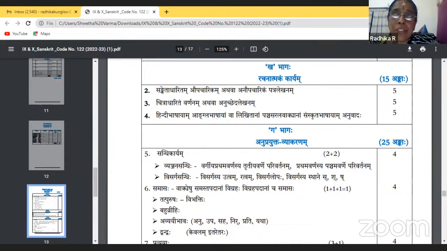After looking at the picture, write the sentences in present tense. They can attempt anucheda lekhanam, but we should insist the children write the picture because it is easy for them.